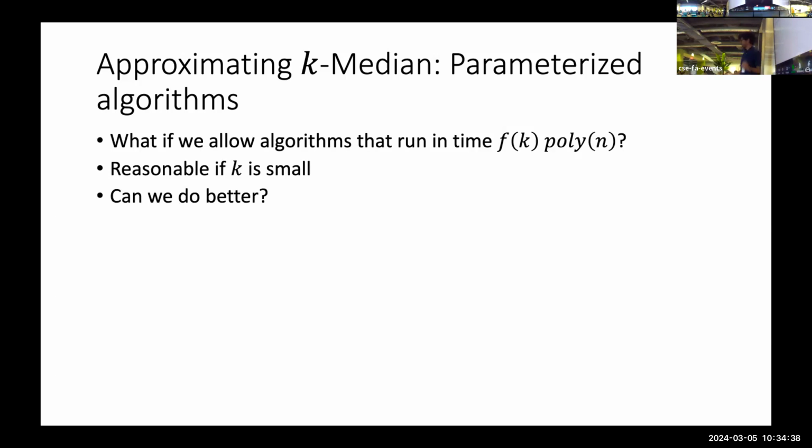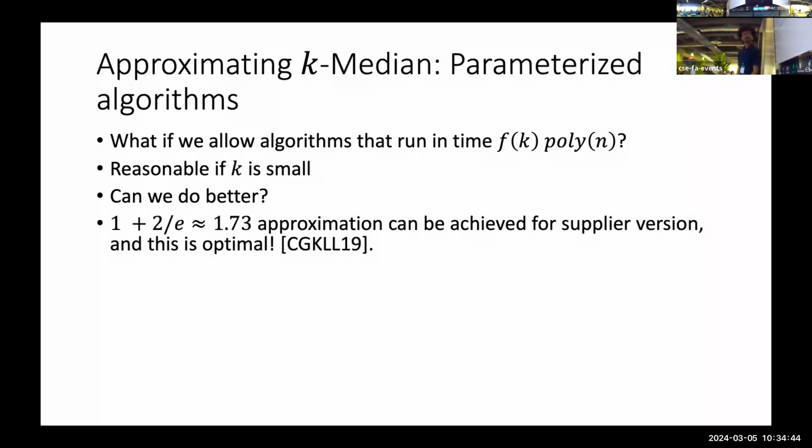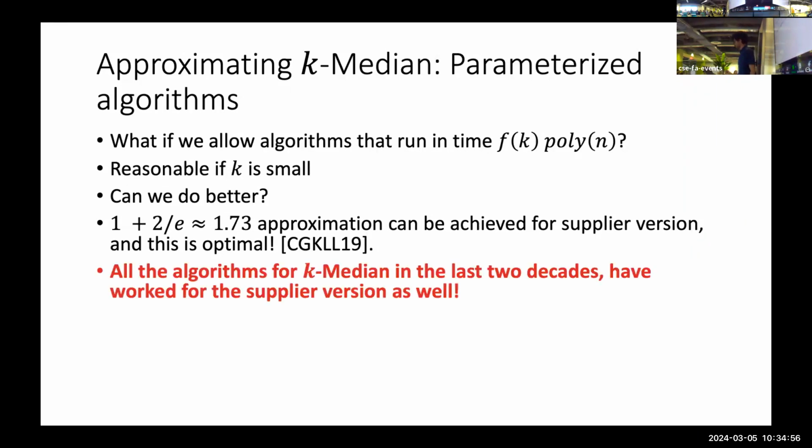So the question is, can you do better given parameterized running time? And indeed, it turns out that you can get a 1.73 approximation, and this is optimal for the supplier version. This was shown very recently, in 2019, by Anand, Gupta, Kumar, Lee, and others. The function of k is something like k to the k, I think.